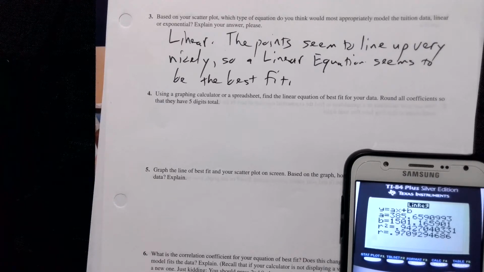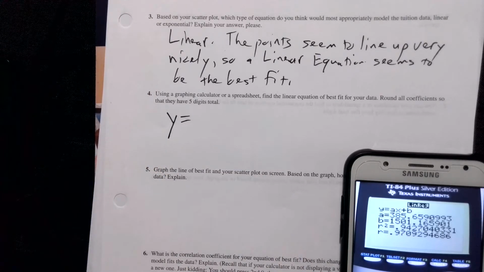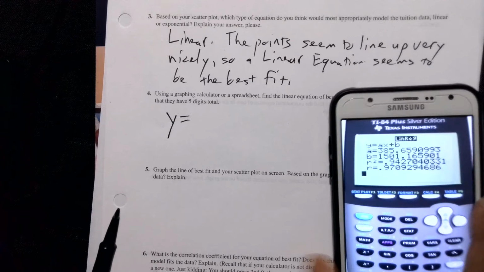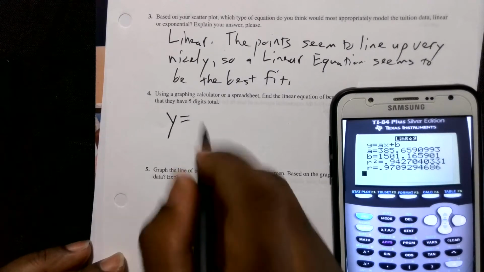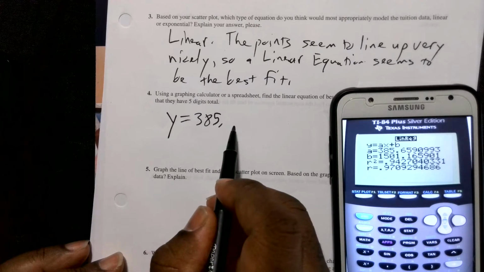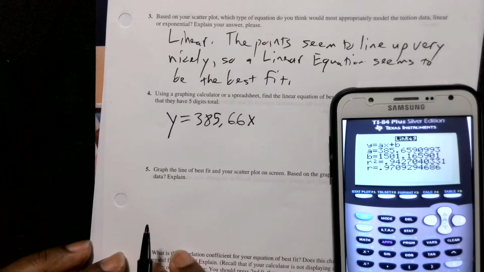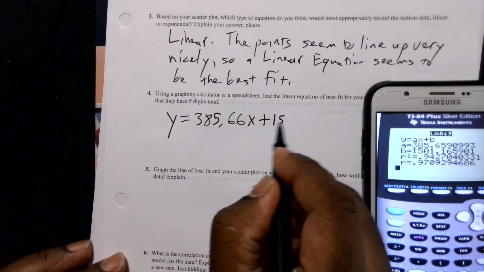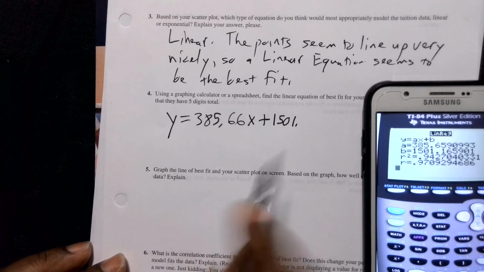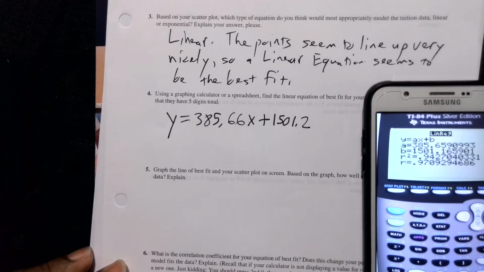Okay, so that means basically for our A value, y equals, because in the calculator instead of putting the M they put A, but it's still the slope. So it'll be 385 point. Since this is 3 digits, we only need 2 digits behind the decimal. It'll be 0.66, and we'll put X. Our B is positive, which is our y-intercept, and we have 1,501 point. And since we have 4 digits already, we only need 1 digit behind the decimal. And that is our final answer for number 4.